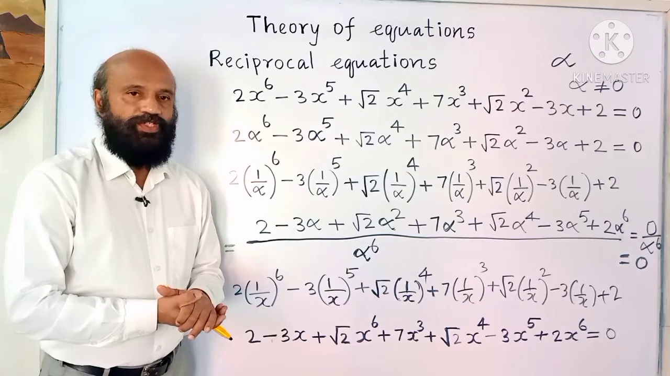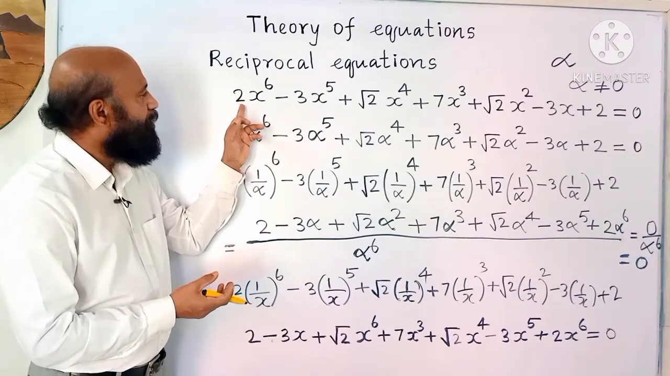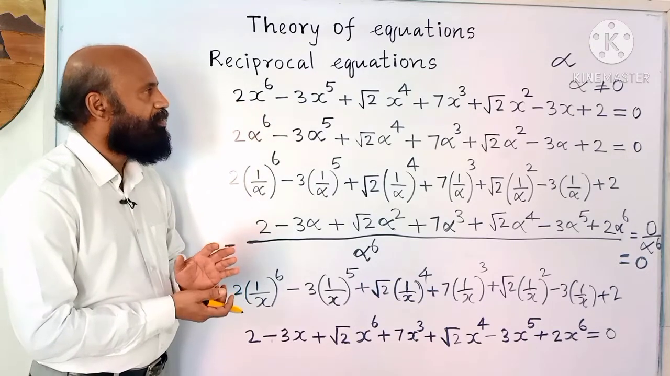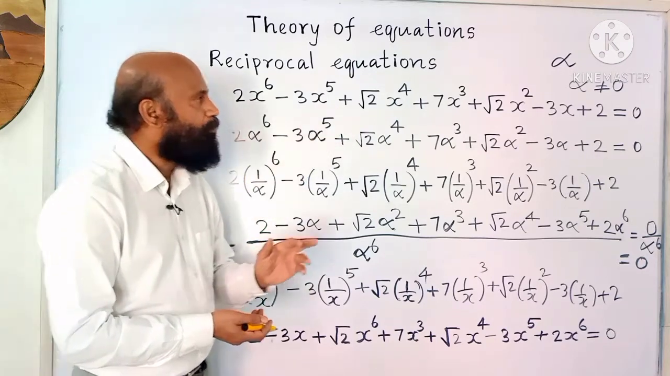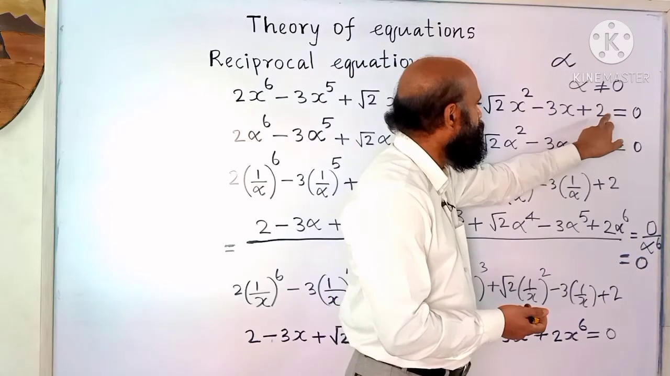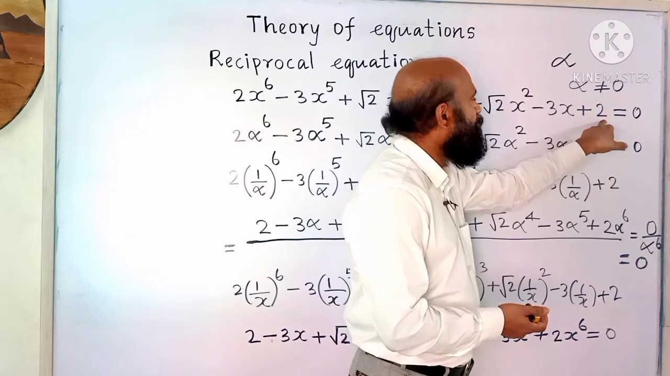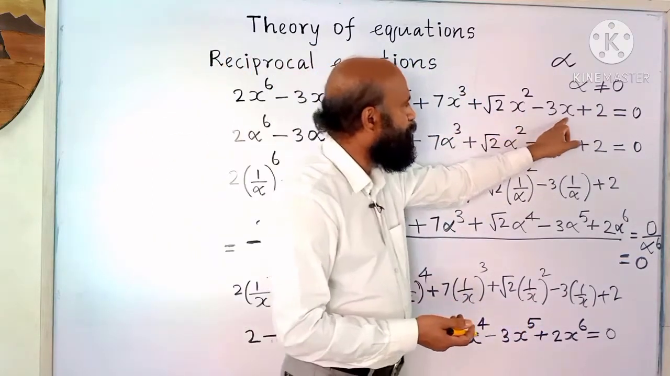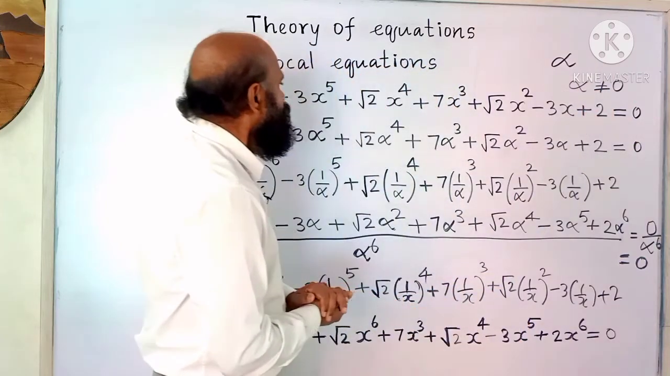Let us see what's known as a reciprocal equation. Here a polynomial equation is given. Let alpha be a root of this equation. Alpha cannot be 0 because there is a non-zero number here. If alpha is 0, all these terms will become 0 and finally you will get 2 is equal to 0. So alpha cannot be 0.